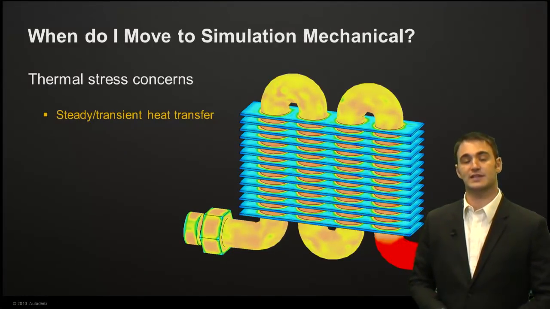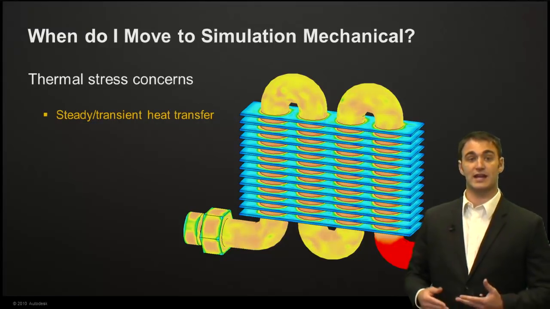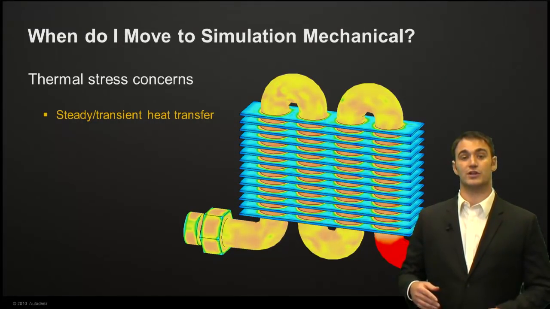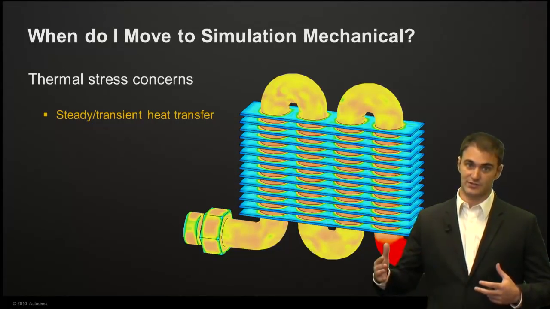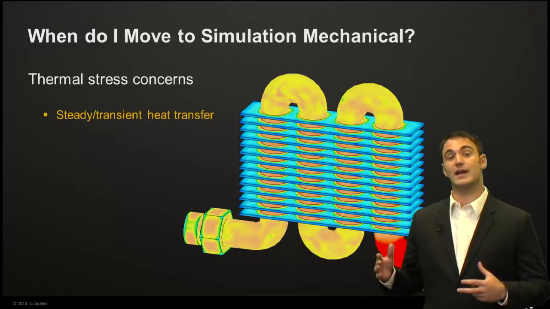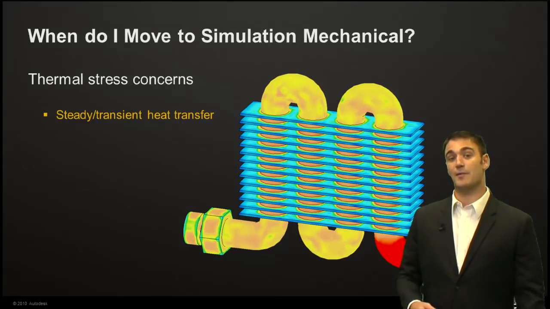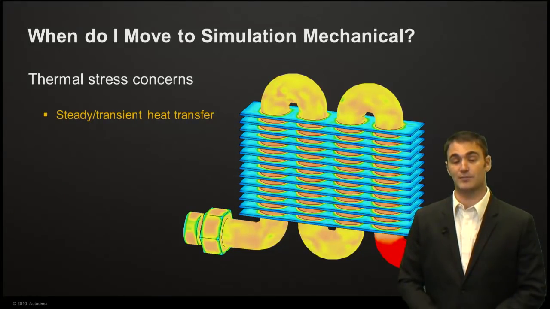You can also look at things like thermal stresses. We have steady and transient heat transfer, which is going to allow you to get that data, those temperature profiles, the gradients through all your part thicknesses, read that into a structural analysis, and see how much thermal expansion and thermal stress you're going to get because of it.